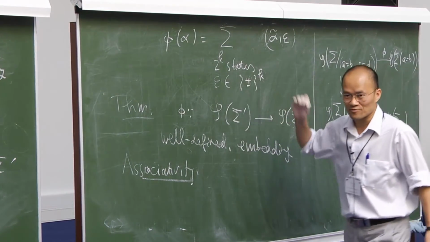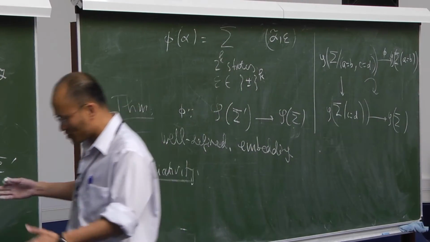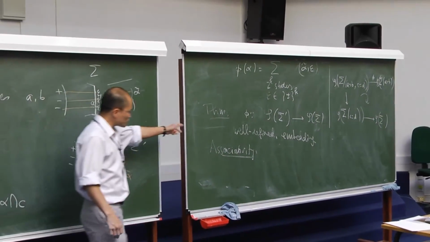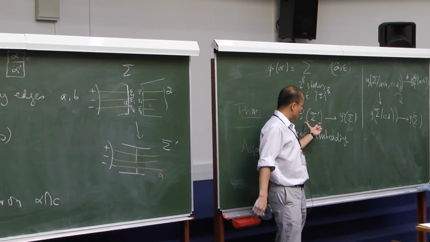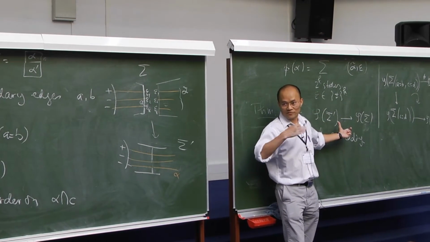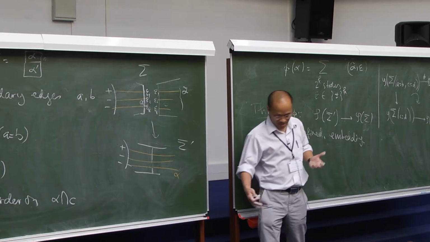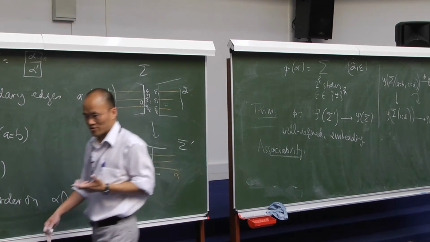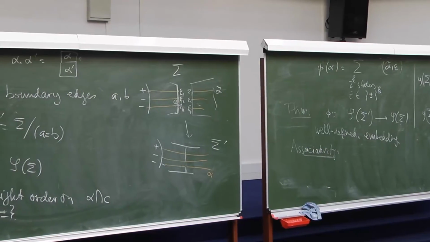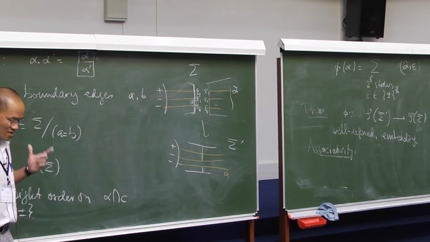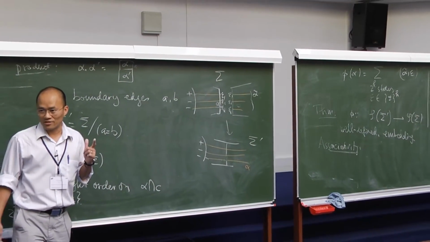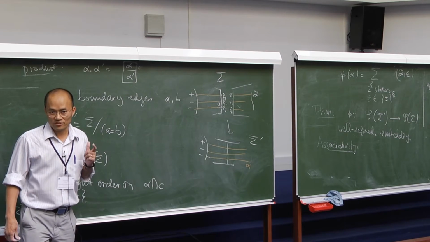It's almost obvious from the definition. The only thing is that you need to show that this is well-defined under isotopy of the diagram. And then the associativity is just obvious. So this is kind of a modular operad on surfaces, and the skein algebra is just a co-algebra of this modular operad.